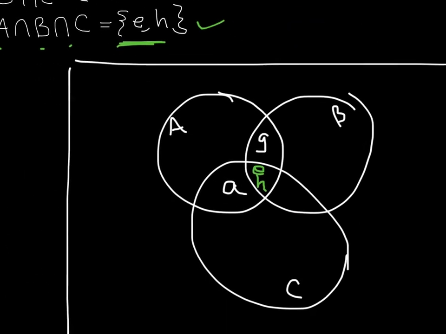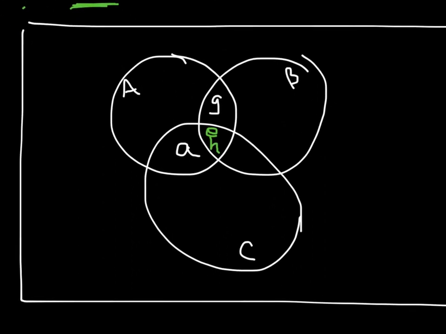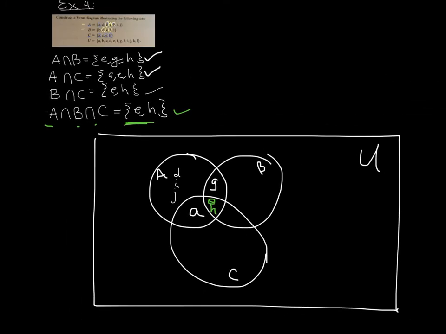So going back, I know in A I'm going to have D, I, and J. And then you can just quickly verify. Set A has A, D, E, G, H, I, and J. So all the elements are in that set A.